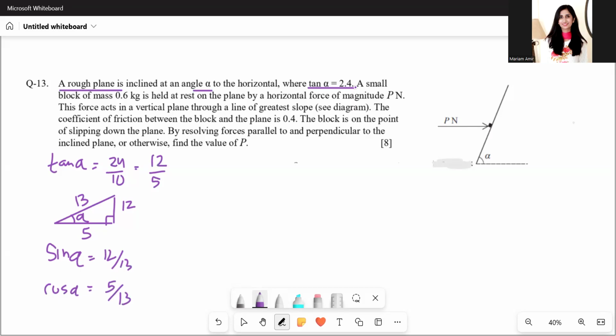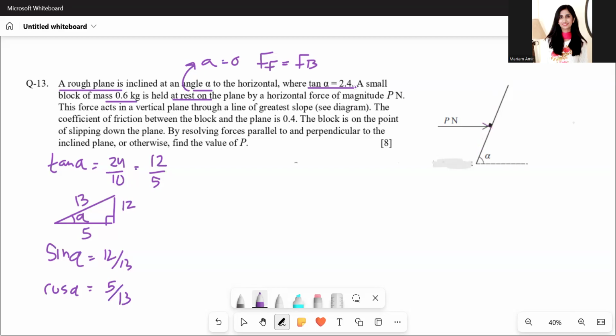Okay, and it says that a small block of 0.6 kg is held at rest. Held at rest means that acceleration is 0. That means forward force is just equal to the backward force on the plane by a horizontal force of P newtons. Usually in the question, this P is parallel to the slope, which makes the working a lot easier. But this one is not parallel to the slope. So what we need to do is find its component that is parallel to the slope and find its component that is perpendicular to the slope like this. So we'll have to resolve this force.